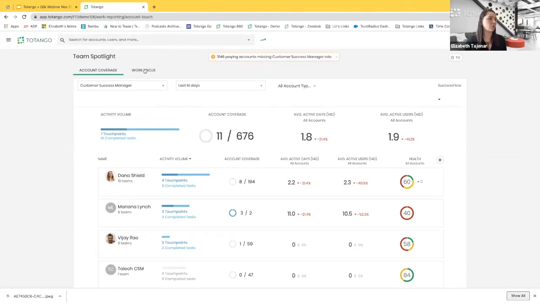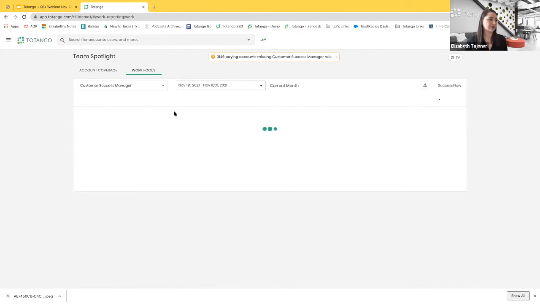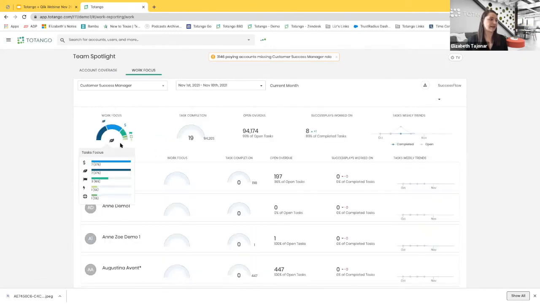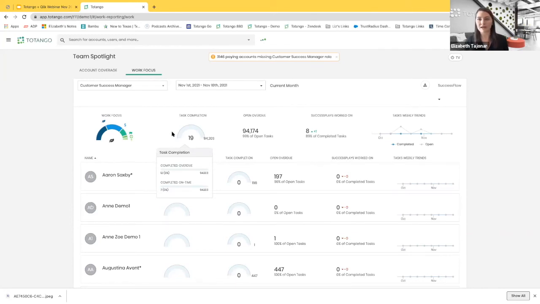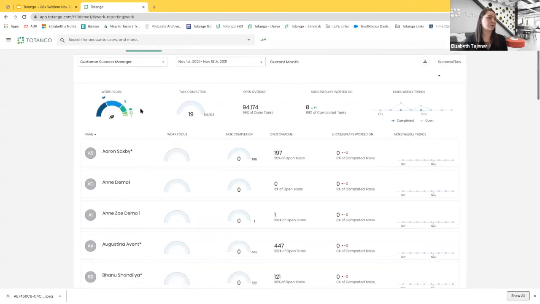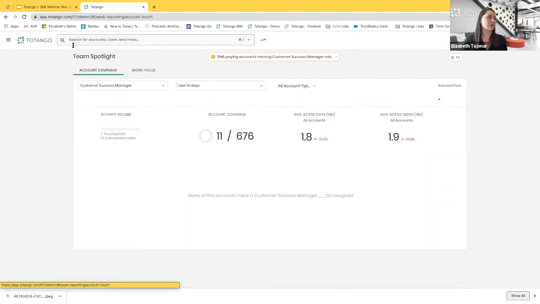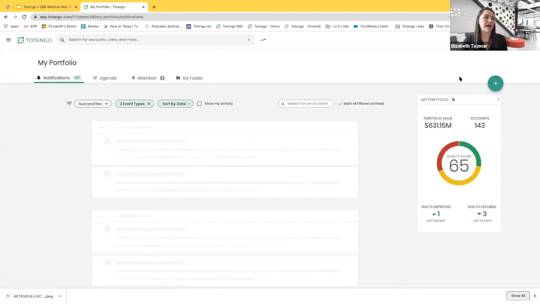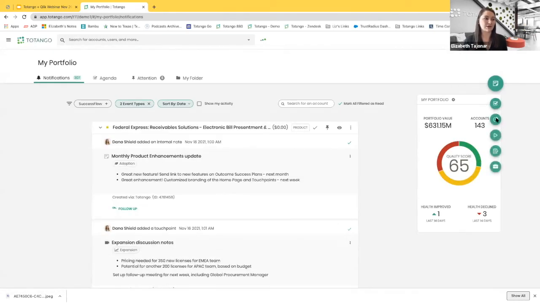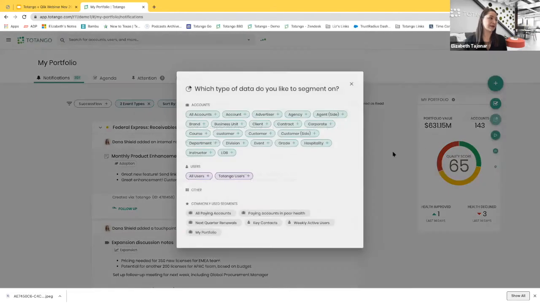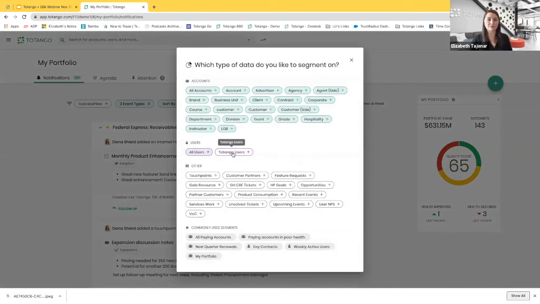There's also a work focus section here where they could understand, again, more about those success flows and how the team is doing. Last but not least, I would be remiss if I didn't mention that we did build a Tatango user segment for the leadership to help track. And the way that we did that was just here by coming to create a segment. And if you're a global admin, you'll be able to see this Tatango user segment here.